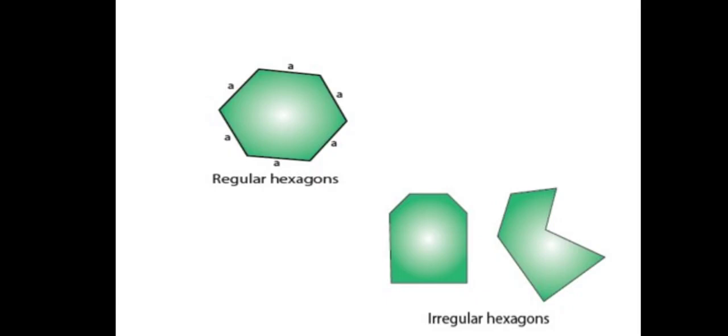Then we have irregular polyhedrons, which are polyhedrons that are made up of irregular polygons. What do you mean by irregular polygon? A polygon which is not regular is called an irregular polygon. And this irregular hexagon is an example of an irregular polygon, so it is an example of an irregular polyhedron. So I hope with the help of these two examples you can get a view of what we mean by a regular polyhedron and what we mean by an irregular polyhedron.